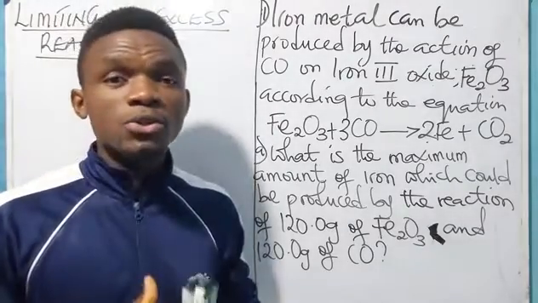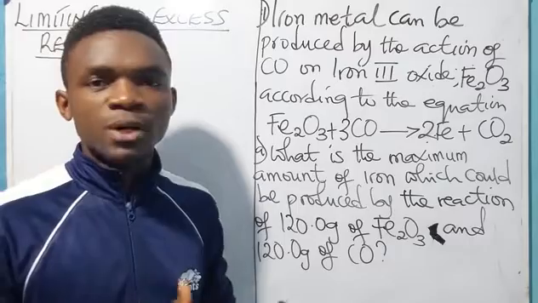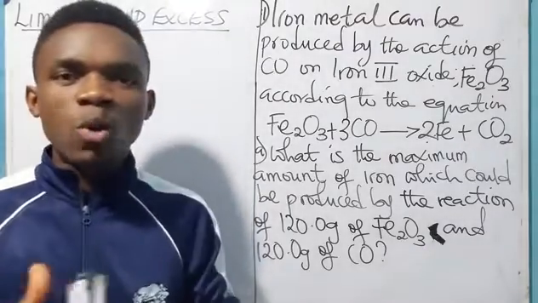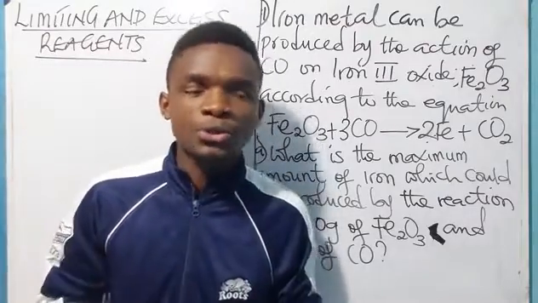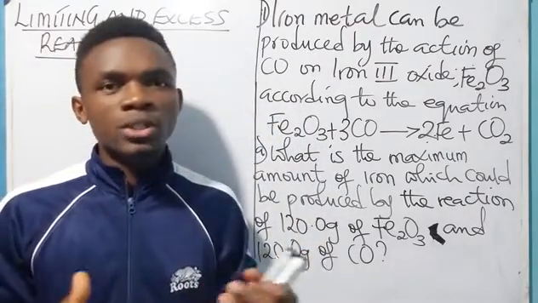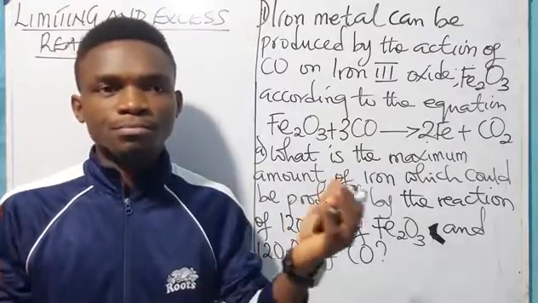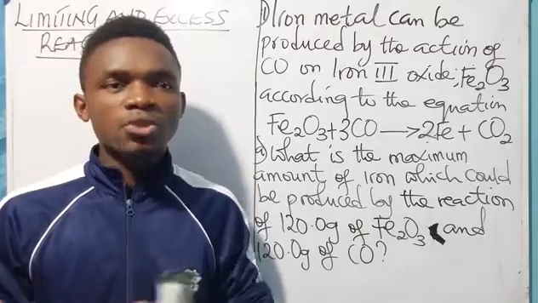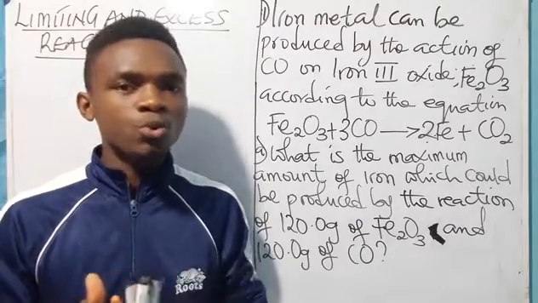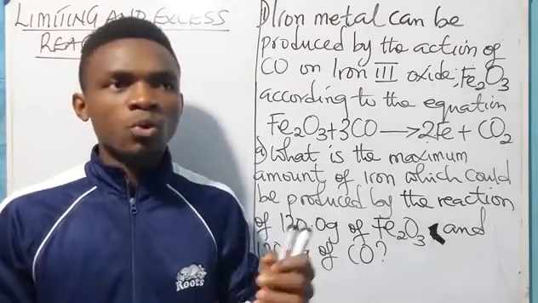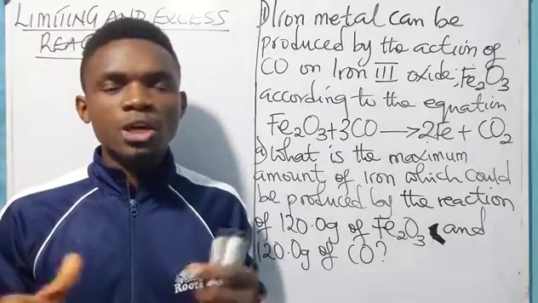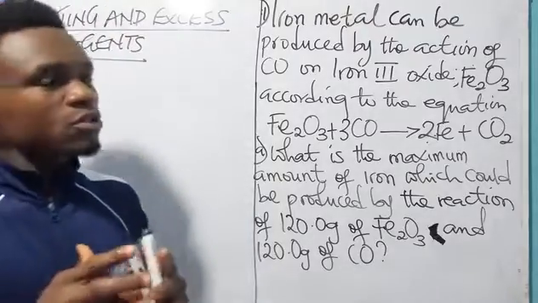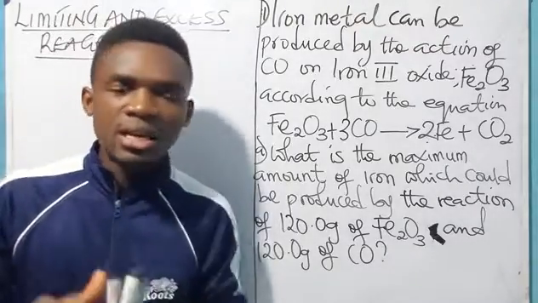In today's video, we shall be discussing limiting and excess reagents in stoichiometry, which happens to be one of the subtopics under stoichiometry. In our previous class, we established the fact that stoichiometry is that branch of chemistry that deals with the quantity of substances used in a chemical reaction. We went as far as solving crucial questions regarding stoichiometry. So today we shall be solving questions on limiting and excess reagent.